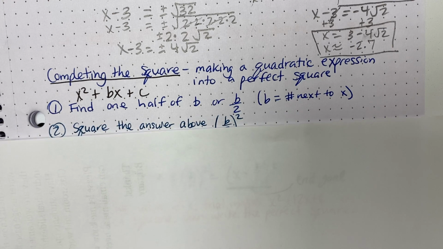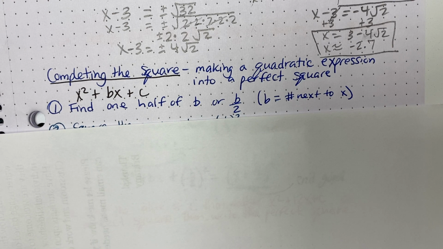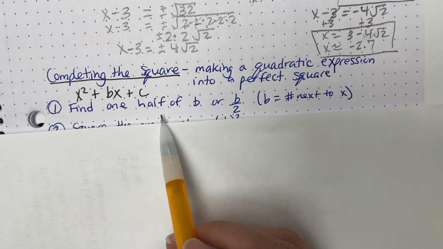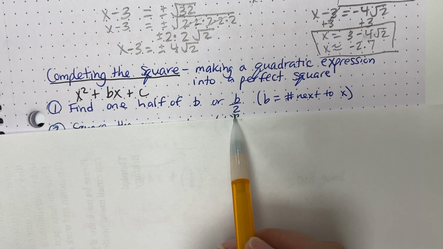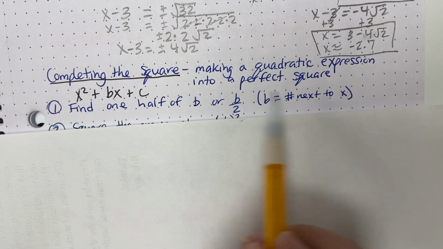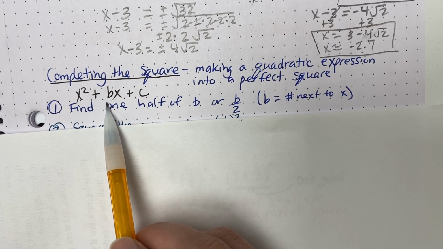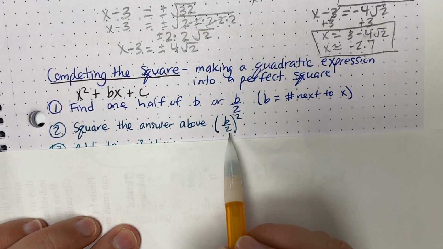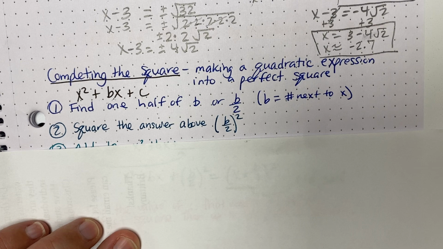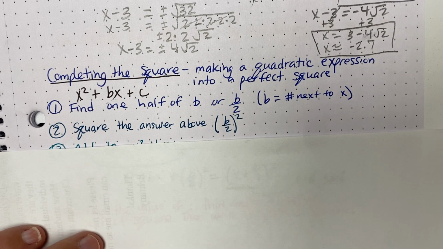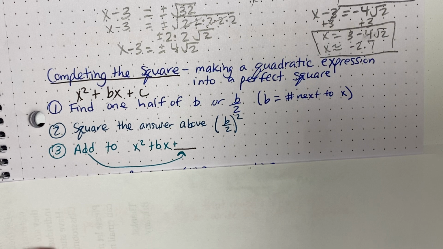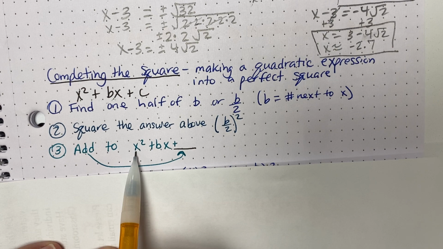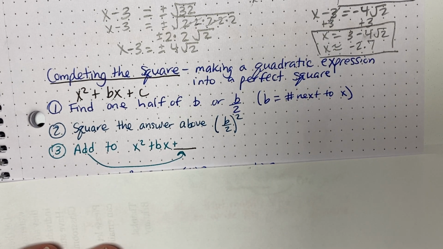the square. So step one, we need to take b and we need to find half of it or divide it by 2. Remember, b is the letter next to your x. Okay. Step 2, you are going to square whatever b divided by 2 is. Okay. And that squared is what would be added on to the end of our x squared and our x piece to create our perfect square.